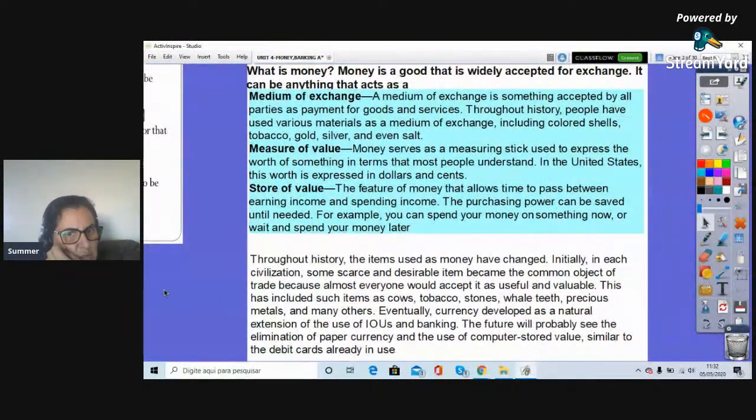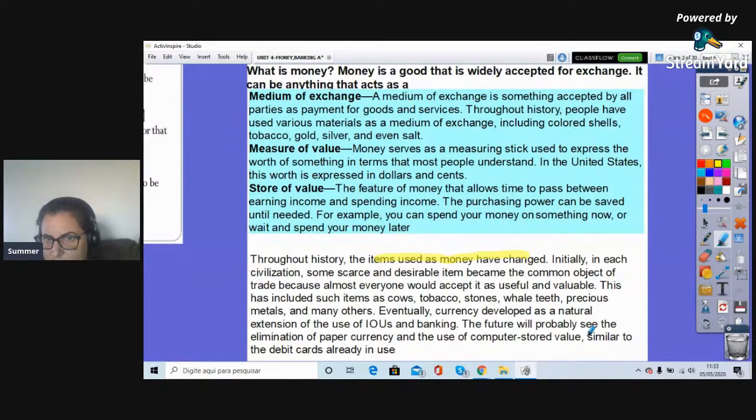Let's go back to history a little. As you all might know, the items used as money have changed. Initially, in each civilization, usually a scarce and desirable item was used as a common object of trade, and everybody would accept it as useful and valuable. What are some desirable and scarce items that they had? Cows, tobacco, stones, whale teeth, precious metals, precious stones, and so on.